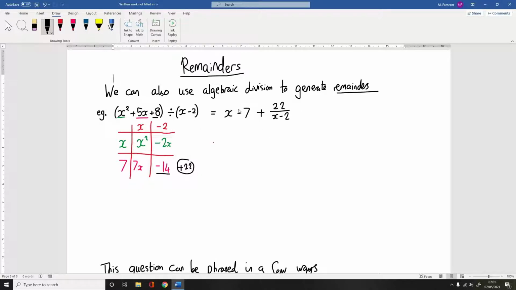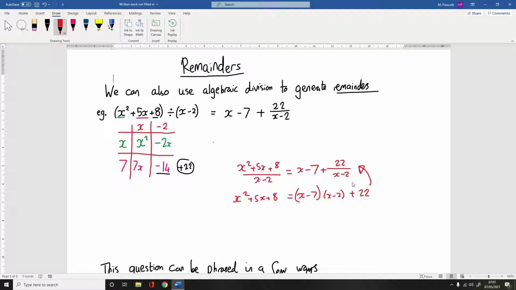How is that equivalent? Well, another way we can look at this is we could rephrase what we've just written as being, so we're saying that x squared plus 5x plus 8 over x minus 2 equals x minus 7 plus 22 over x minus 2. Now if you were to multiply everything by x minus 2, you get yourselves to x squared plus 5x plus 8 equals x minus 7, x minus 2 plus 22, and that's the remainder that we just found there. So we found that if we multiplied those two things together, we need 22 more, so that is equivalent to our statement. But yeah, all you need to remember is the top line.